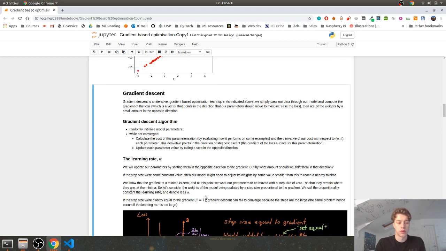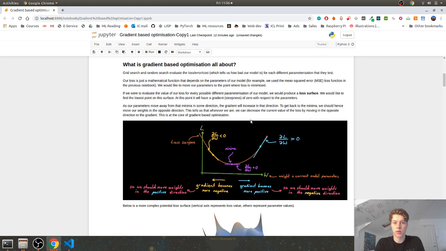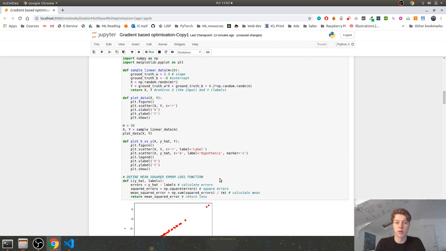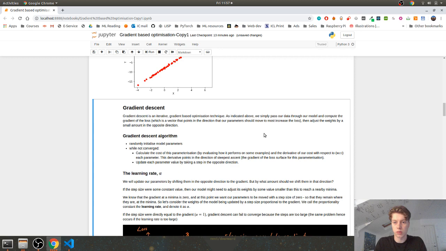So let's talk now about gradient descent. Gradient descent is an iterative gradient-based optimization technique, and basically what we do, as I kind of indicated here, is we just take some examples, evaluate our model on the examples, find the loss, then find the rate of change of that loss with respect to the model parameters, and then just take a small step in the opposite direction of the gradient to move, hopefully, towards some minima. That's literally exactly how it works.